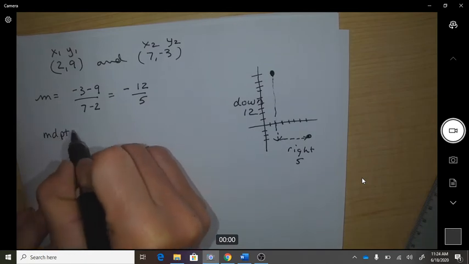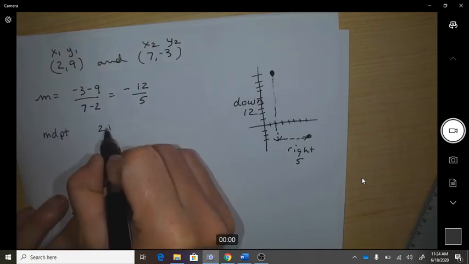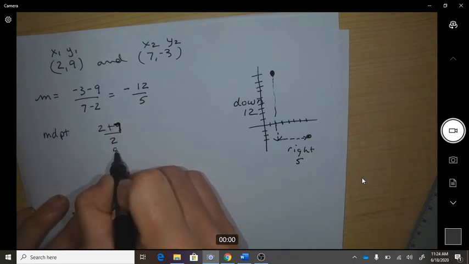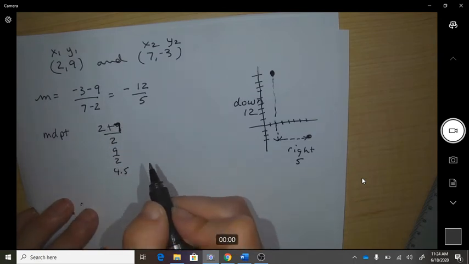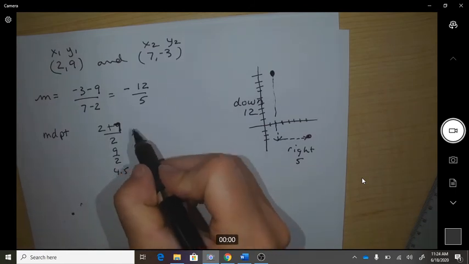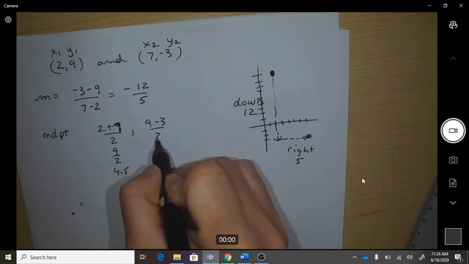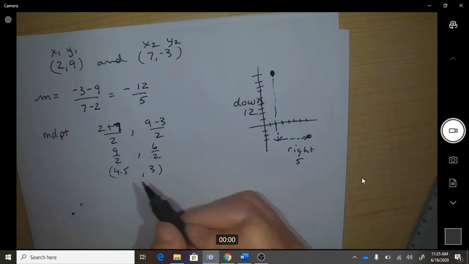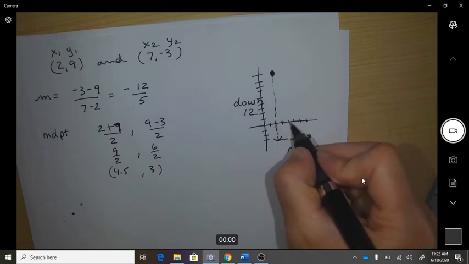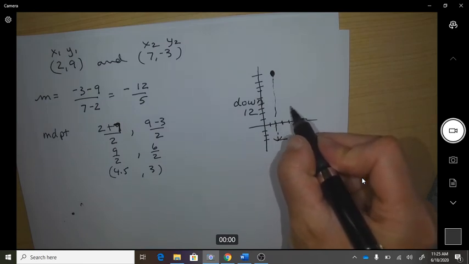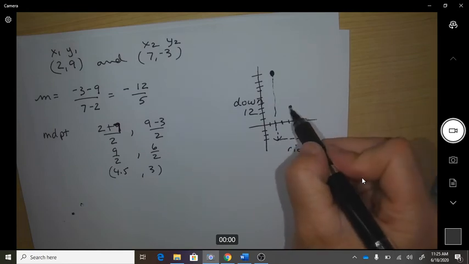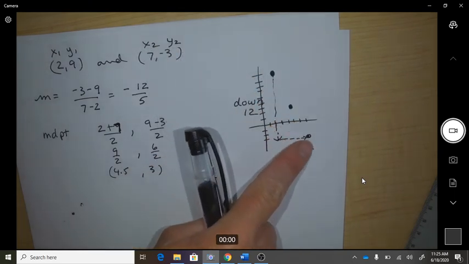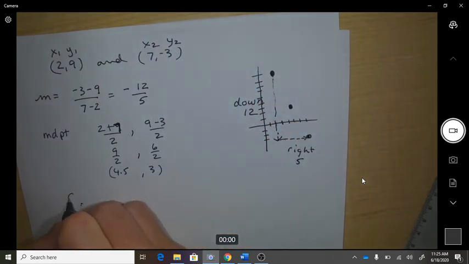Midpoint, so add the x's and divide by 2. So 9 over 2 is 4.5. And add the y's and average them. So 6 over 2 is 3. So 4.5, comma 3 would be there. Does it look like that would be halfway between? Yep.